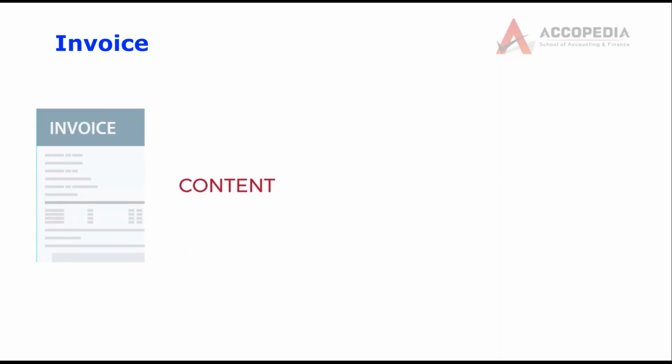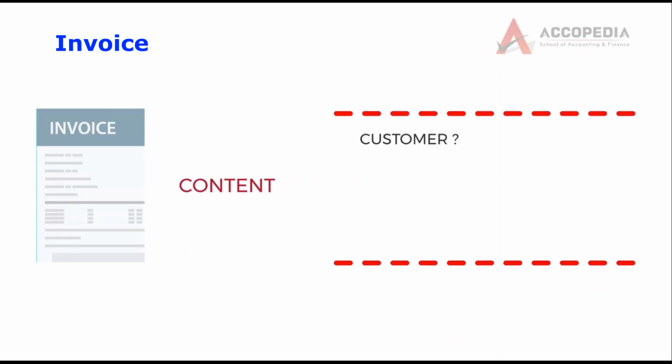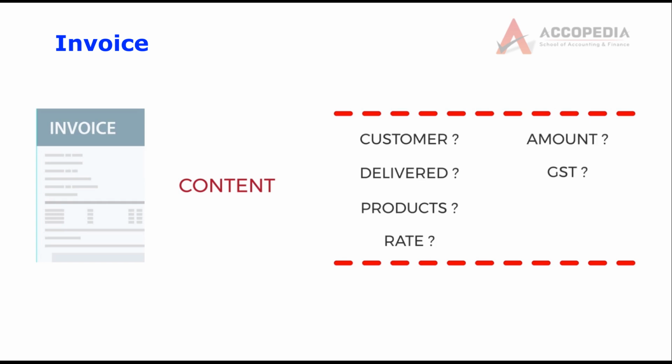Now, what are the contents of this voucher, namely the sales invoice? The contents will be who is the customer to whom you are selling the goods, where it is delivered, how many products have been delivered, what is the rate, what is the total amount, what is the GST component of that, whether it is for cash or for credit. These are some of the detailed information which is present in an invoice.